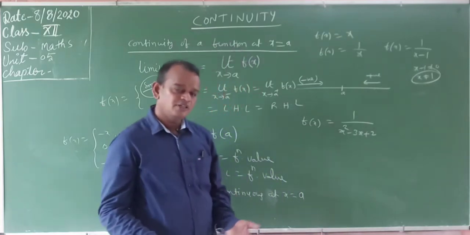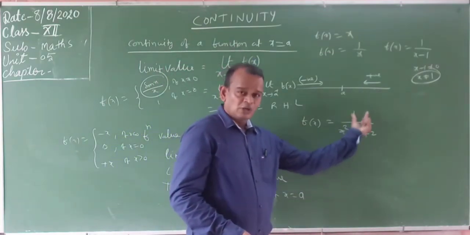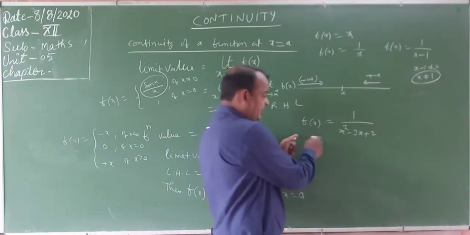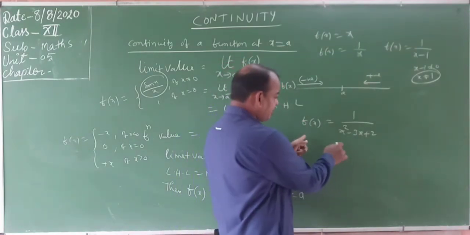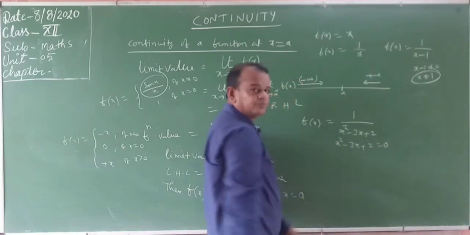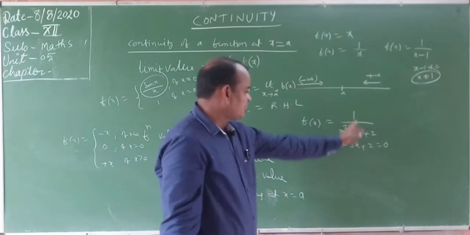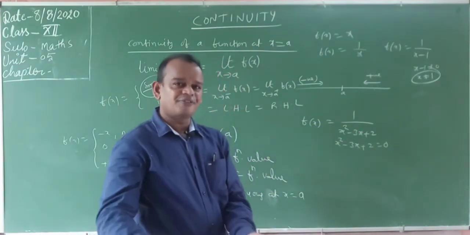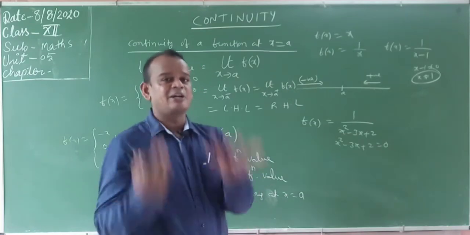First we find where it is not defined. For suppose the denominator is 0, then 1 by 0 means not defined. This function is not defined where x square minus 3x plus 2 equals 0. Something by 0 is 100% not defined. At whatever values of x the function is not defined, those values are the discontinuous points.